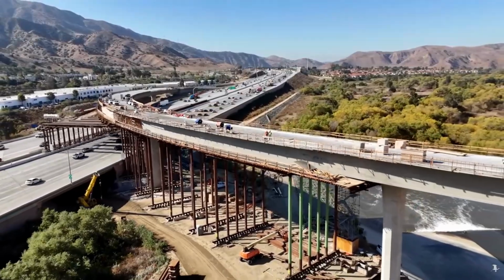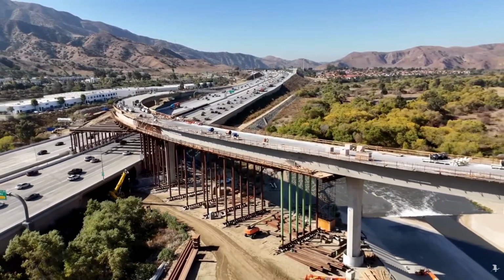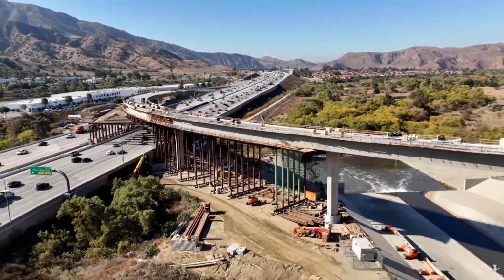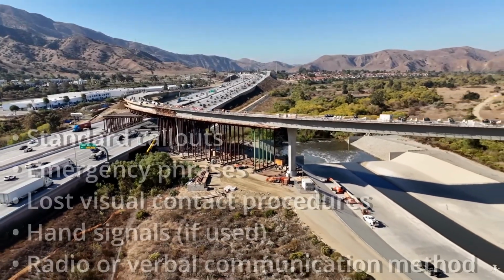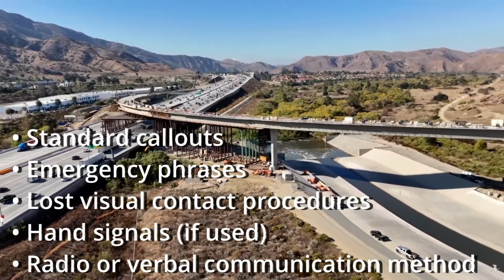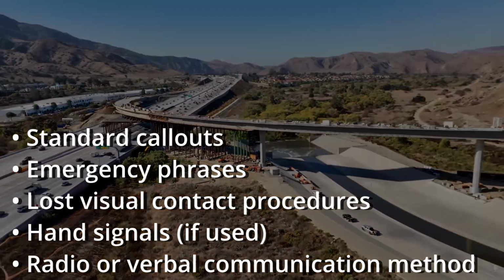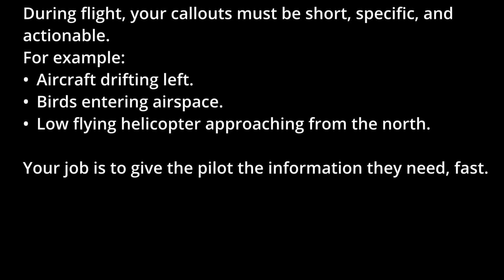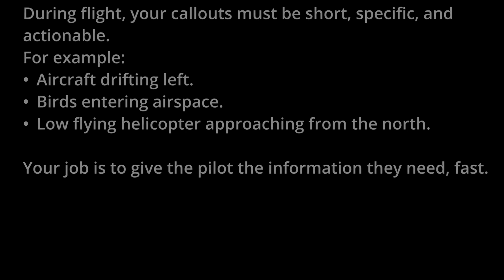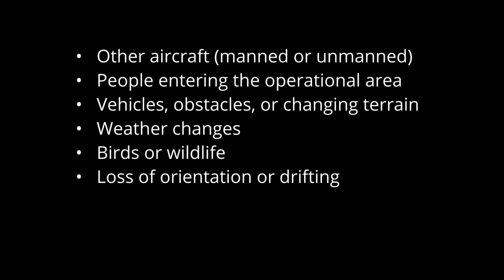Before every flight, the pilot and VO establish a communication plan. This includes standard callouts, emergency phrases, lost visual contact procedures, hand signals, and radio or verbal communication methods. During flight, your callouts must be short, specific, and actionable. For example, aircraft drifting left, birds entering airspace, low-flying helicopter approaching from the north. Your job is to give the pilot the information they need, fast.